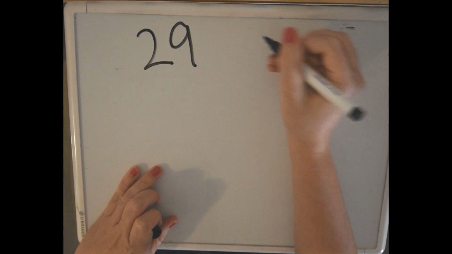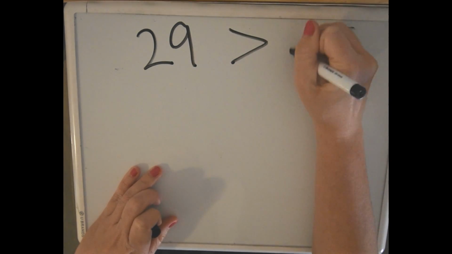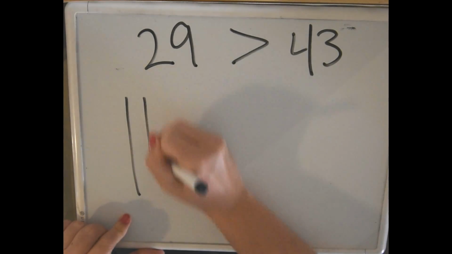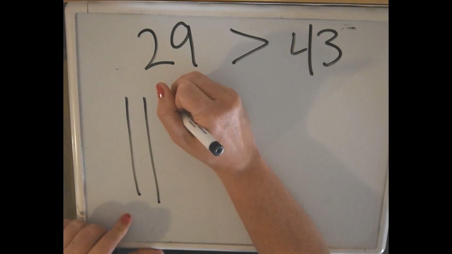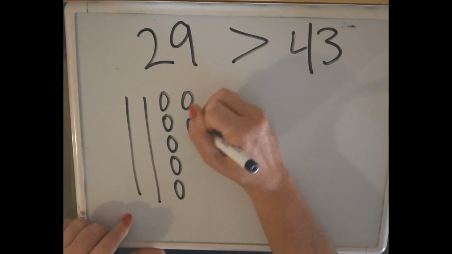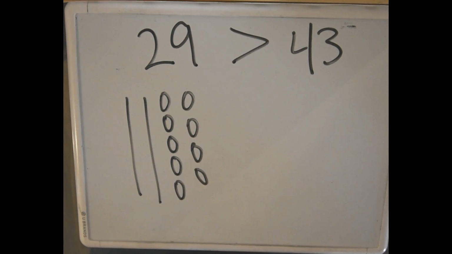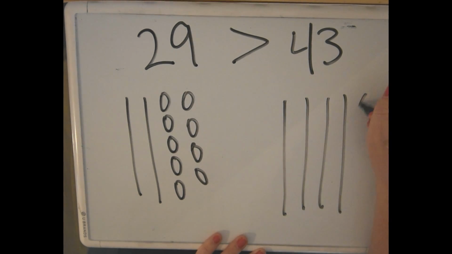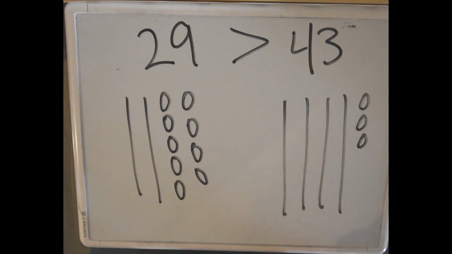29 is greater than 43. And I'm going to do a quick draw with this one. 29 has 2 tens and 9 ones. 43 has 4 tens and 3 ones.